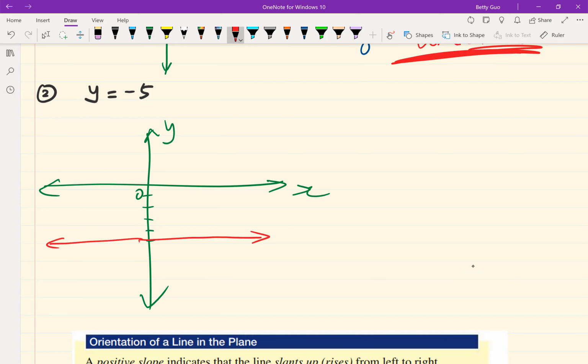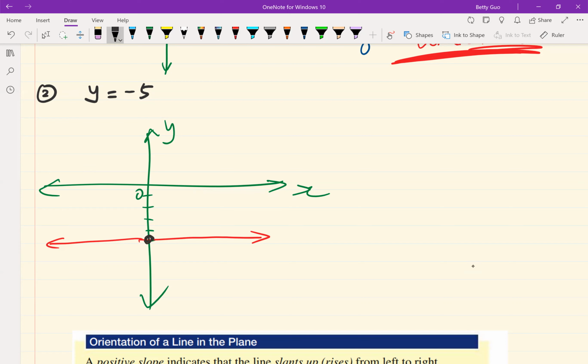Okay, horizontal straight line. Bless you. Y equals -5 is a horizontal straight line. We are going to find the slope for this horizontal straight line. We have the formula to compute the slope for a straight line, right? But we need 2 points. We need 2 different points.